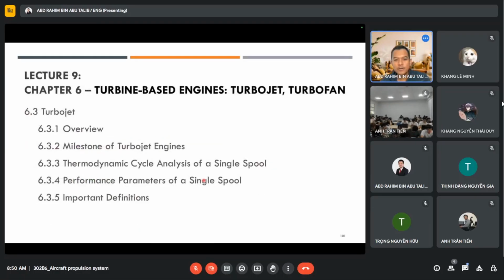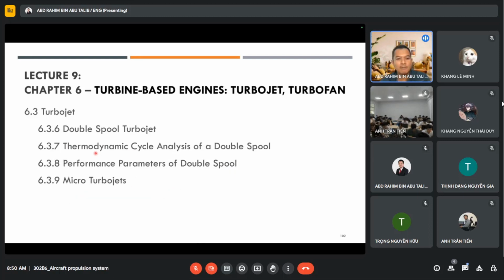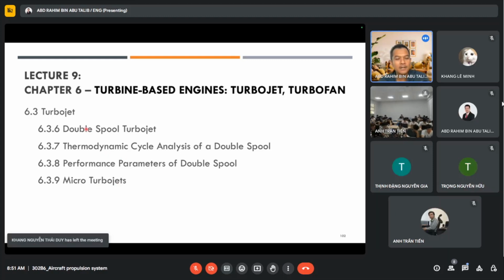So with that, we will adjourn our session for today, to continue on the subtopic of turbojet in our class next Monday, and to look over the thermodynamic cycle of a single spool, performance parameters, important definitions, double spool, thermodynamic cycle of a double spool, performance parameters, and finally micro turbojets, before we move into the third lecture, number 11, for turbofan type of engine. So thank you for your attention.